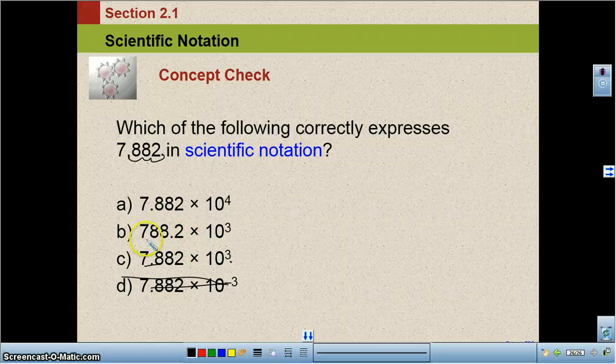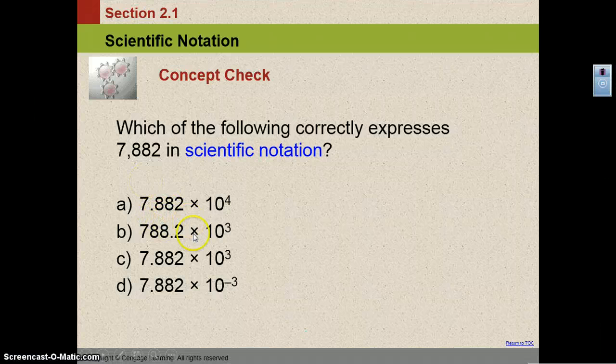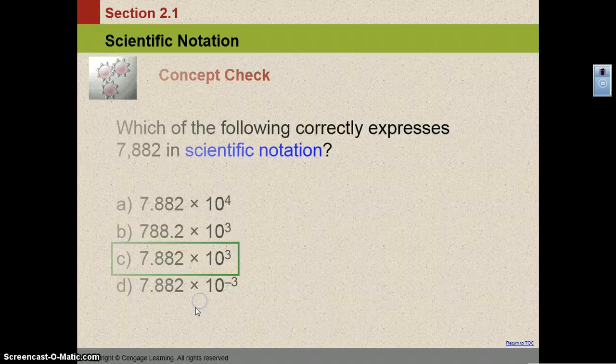And if you notice here on B, the decimal point did not get moved 3 times like it should have. They left it between the 8 and the 2 and still put times 10 to the third. And on A, it shows that it's times 10 to the fourth when we've actually only moved the decimal place 3 places. So the answer is C.